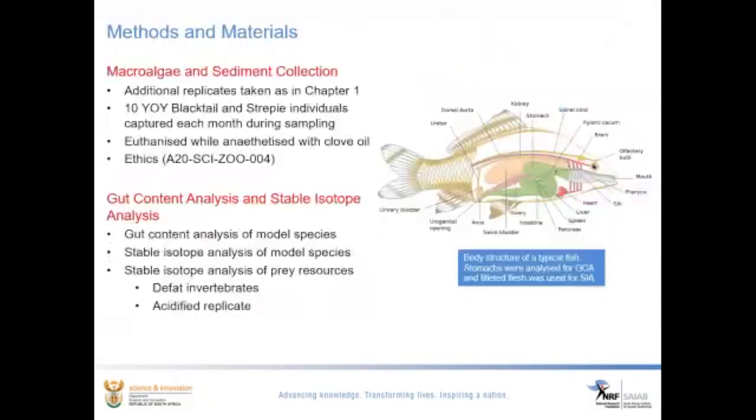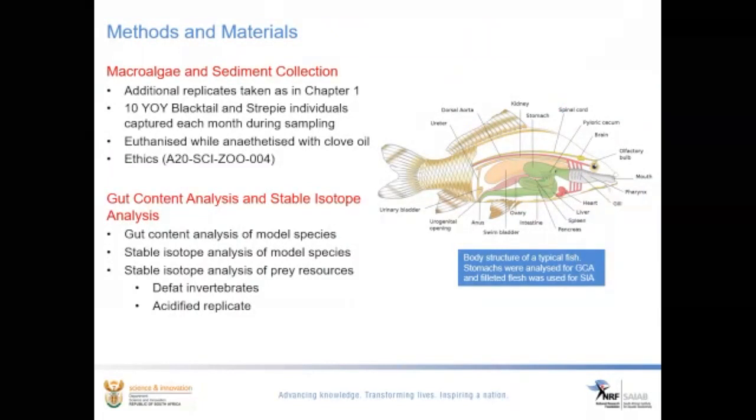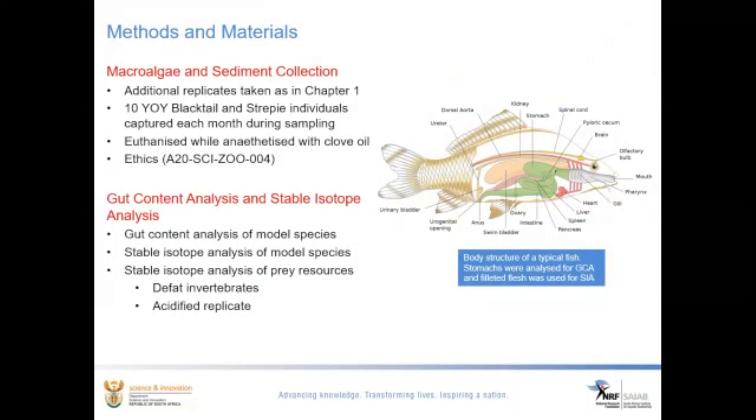within the reef. The prey resources were collected as in Chapter 1, and 10 blacktail and strepie juveniles were captured during each month of sampling. Each individual's gut content was analyzed, and the stable isotope composition of the model species and prey resources was determined.